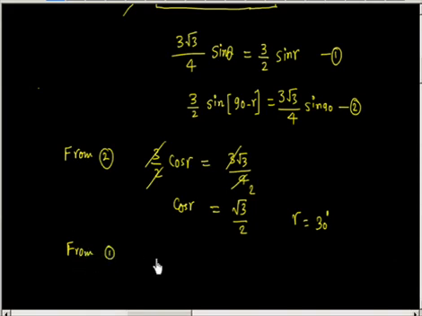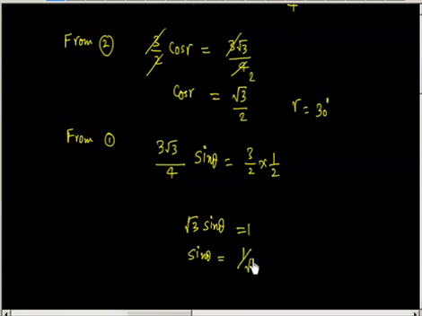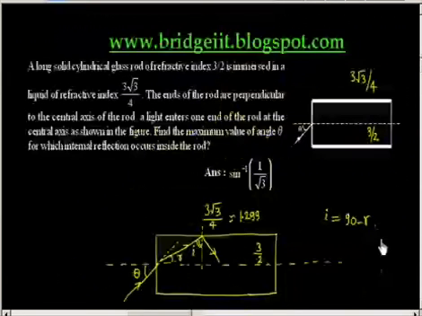So from 1, I will have 3 root 3 by 4 into sine theta is equal to 3 by 2. Sine 30 is 1 by 2. Now 1 by 2 and 1 by 4, so this is root 3 sine theta is equal to 1. So we will have basically sine theta is equal to 1 by root 3. So this is the maximum required angle. Are you getting or not? So this is the maximum angle. Find out the maximum value of theta.